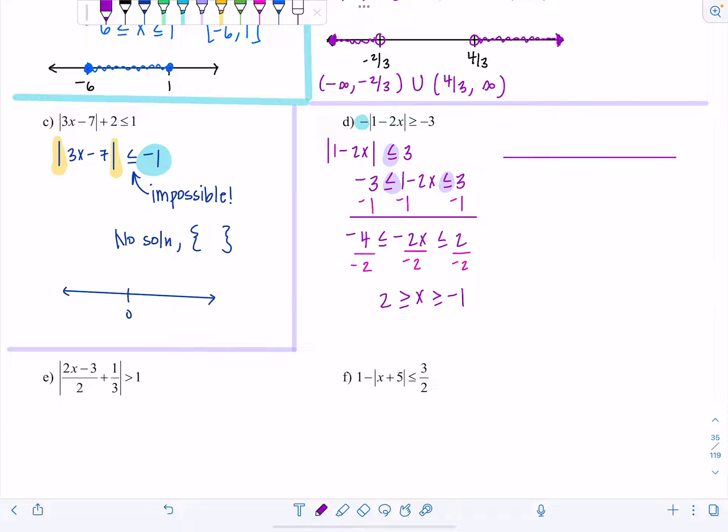Let's graph it. So here's negative 1, here's positive 2. Closed circles at both, boom. And then in interval notation, brackets, because we're including those endpoints.